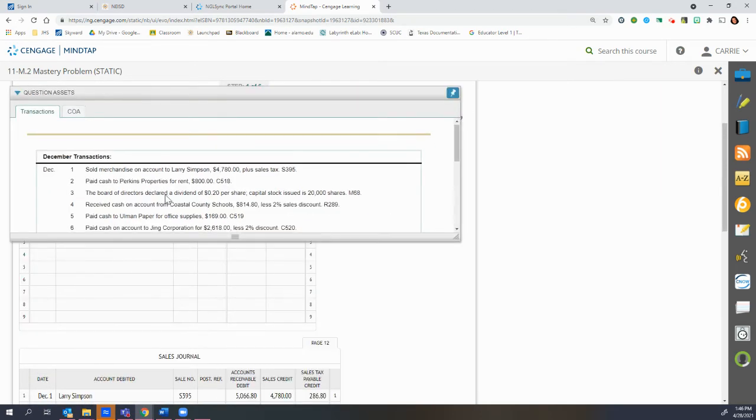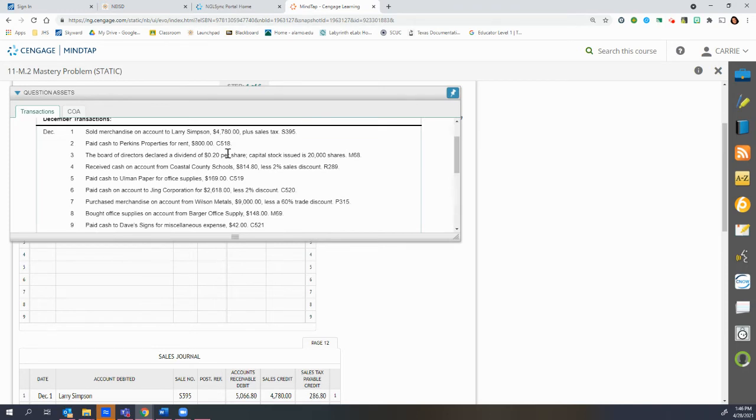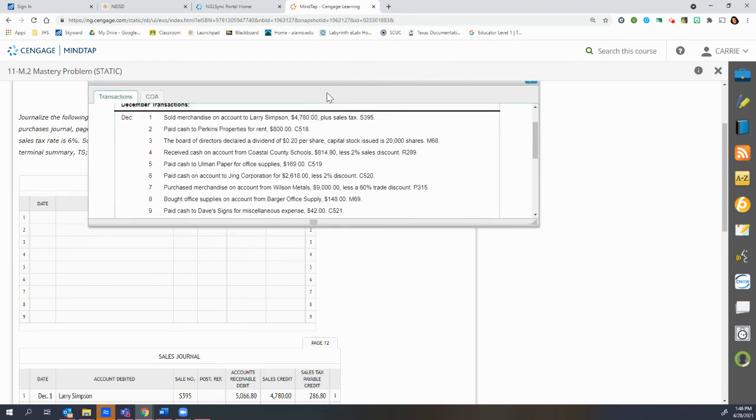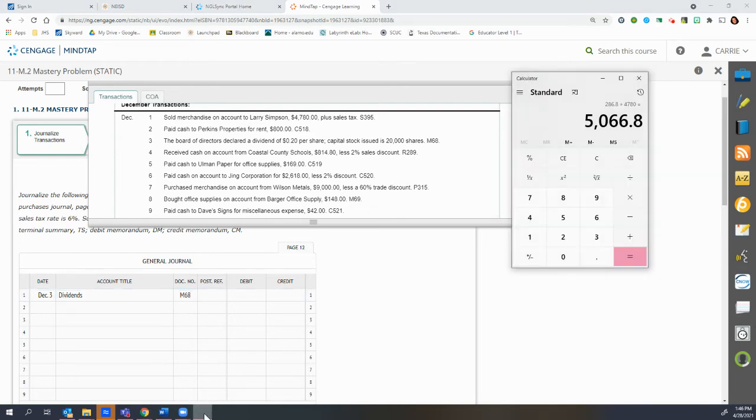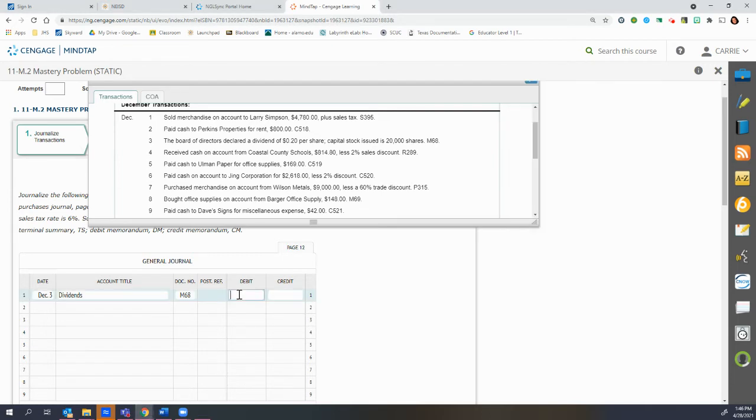Okay. The next one is the board of directors declared a dividend of 20 cents per share. Capital stock issued is 20,000 shares. So this is going to go into our general, which is right here. And it's going to be December 3rd, and then it's dividends. And that is M68. And we go to our calculator, and we're going to do 20,000 shares times 0.20, $4,000. And then dividends payable is the credit for $4,000.